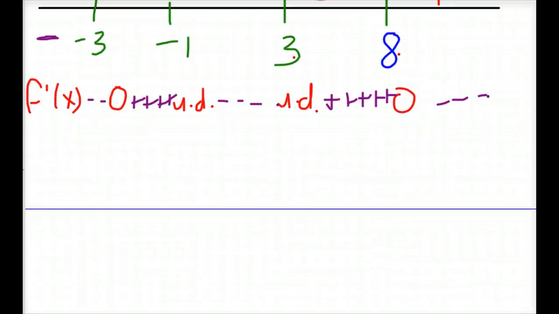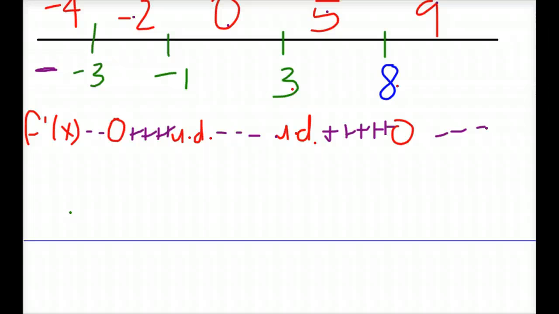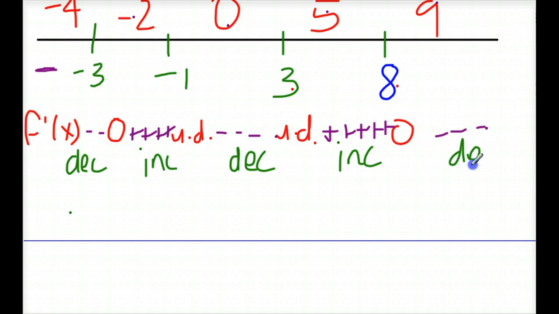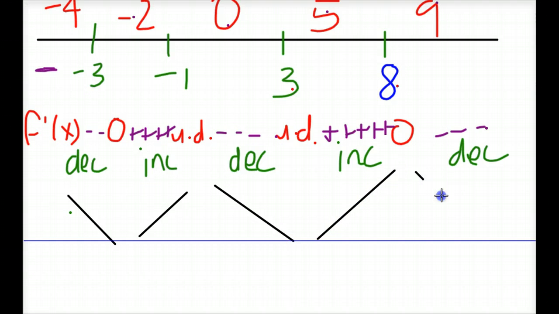So if we were to interpret this information, what we see here is that we have a decreasing interval, increasing, decreasing, increasing, decreasing. And if I sketch this, this is decreasing, this is increasing. Then from -1 to 3, I'm decreasing. From 3 to 8, I'm increasing. And from 8 to infinity, I am decreasing. And so we can label our maximums and minimums. My minimum is here and here, whereas my maximum is up here and here.